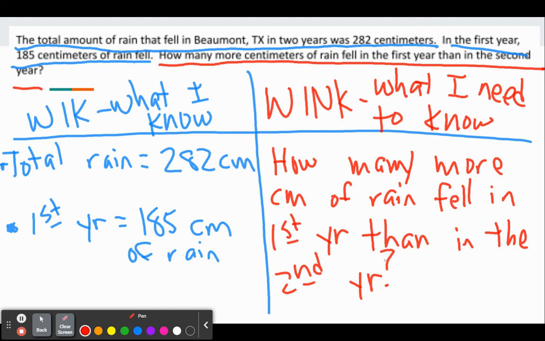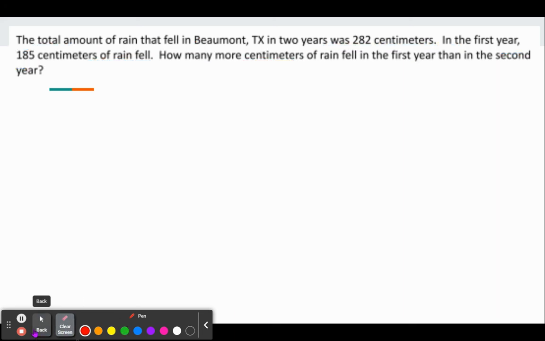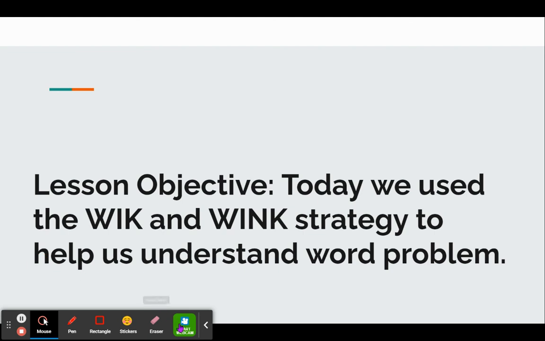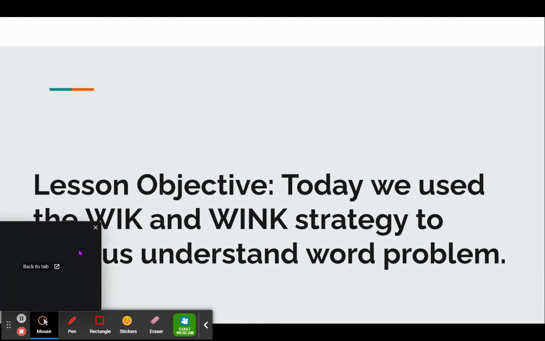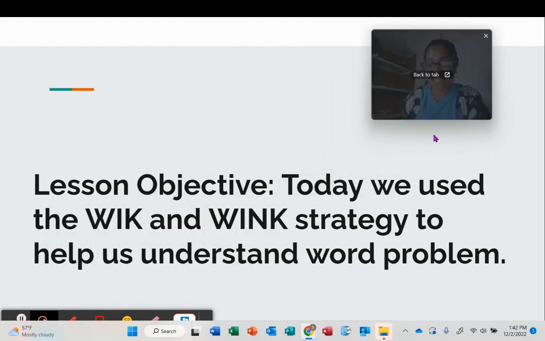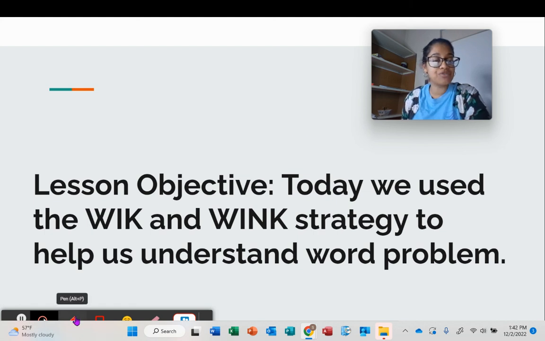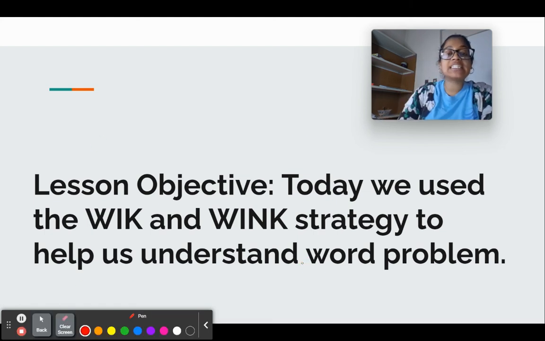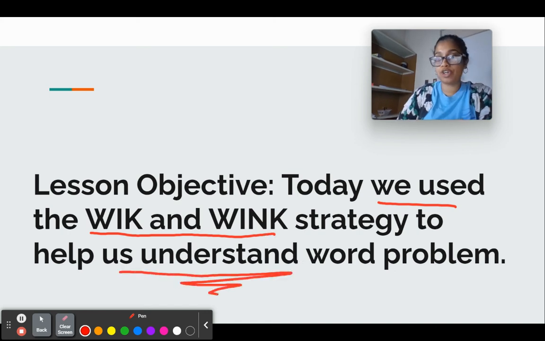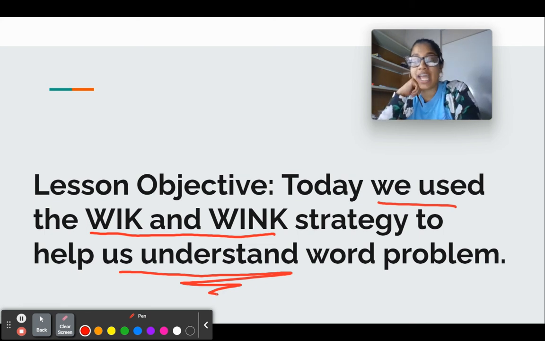Okay, and that is our WIK and WINK, right? So we figure out what I know and what I need to know. Once we have this information, we can go on to our plan, but we will focus on that for next lesson. But until then, let's go ahead and review our lesson objective. So today we use the WIK and WINK strategy to help us understand word problems. So that was a big thing for today. We just wanted to understand the word problem.